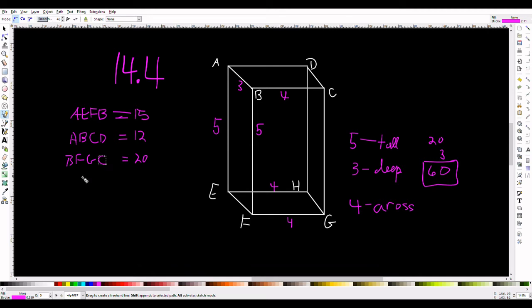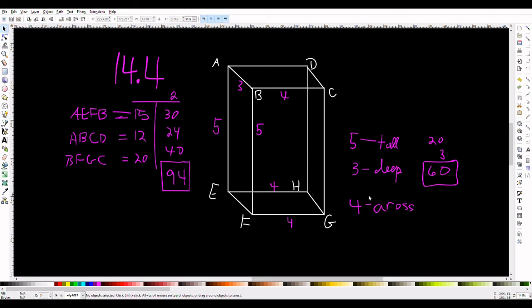And we multiply those all by 2 and add them together, since for each of these planes there's one that's exactly like it. 30 plus 24 plus 40 is 94. So that was not so bad. We just had to use a bunch of addition, basic arithmetic. Okay.